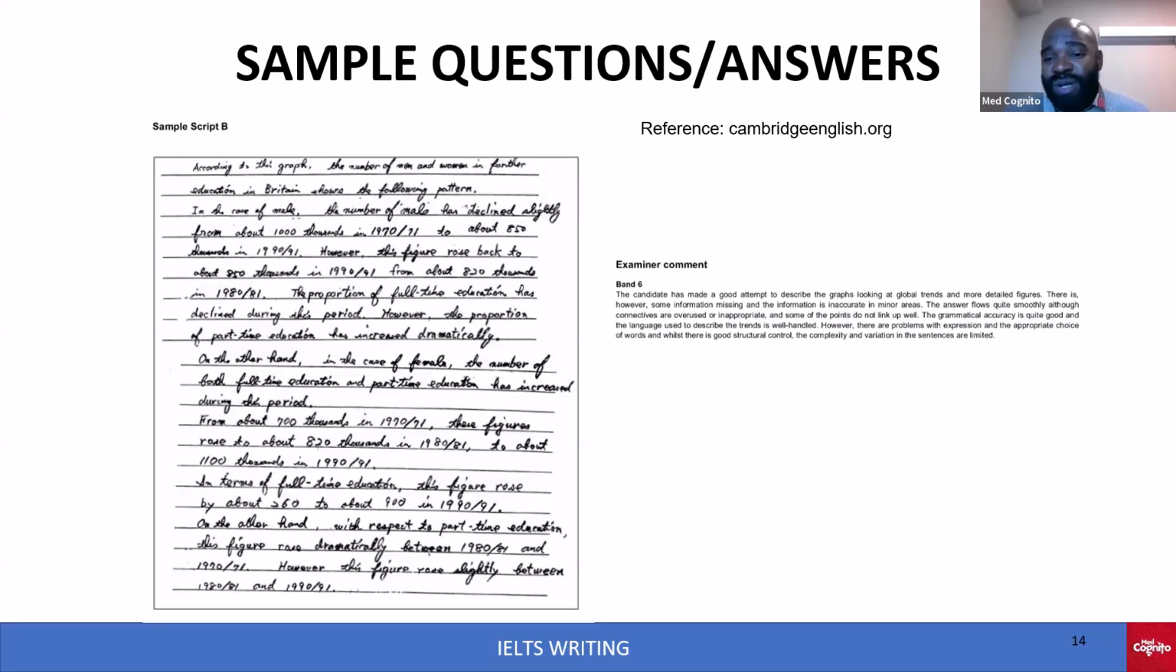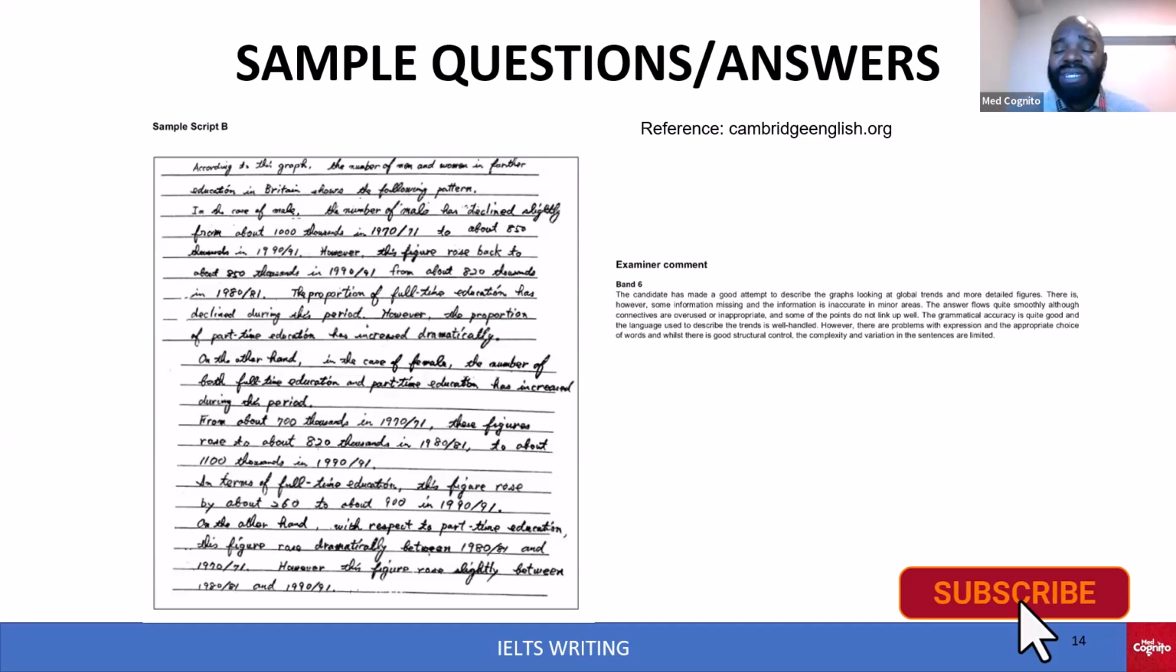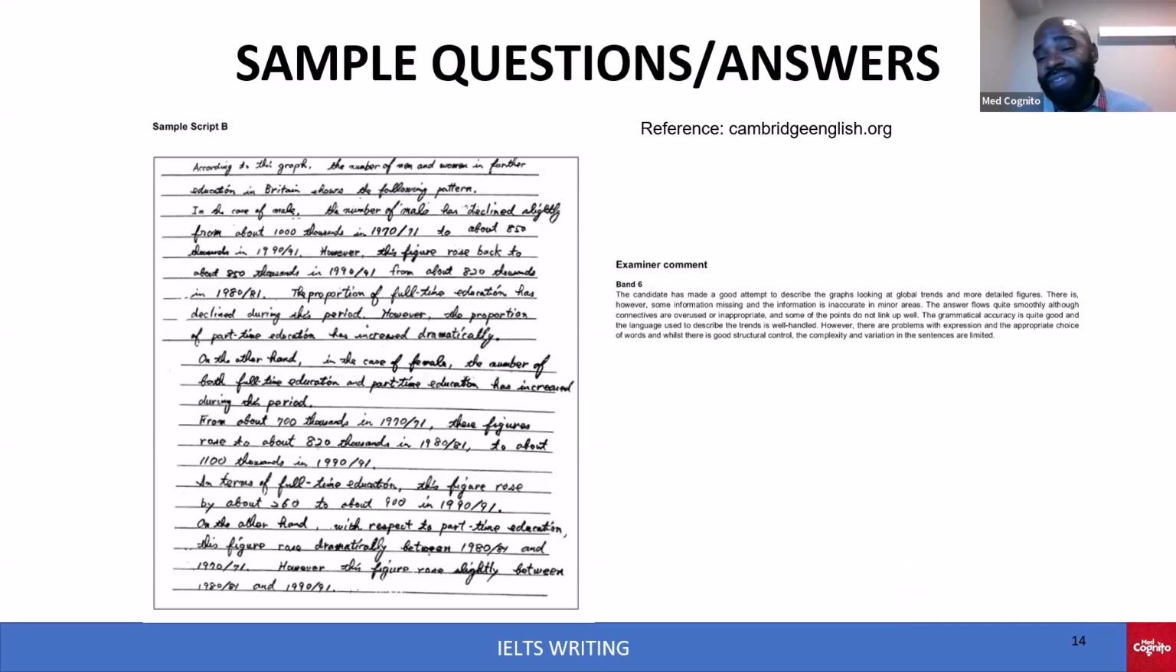Now, the candidate has made a good attempt to describe the graphs, looking at global trends and more detailed figures. Very good point over there. There is, however, some information missing, and the information is inaccurate in minor areas. And so in pulling out these figures, you have to ensure those figures are correct. There are some areas where, if the figure that you pull out is a wrong figure, you will be penalized for it. However, if it's an estimate and it's close enough to the figure, as in the case that we had, where the graph was between the 800,000 and the 1 million mark and it wasn't too clear, making a good estimate over there would pass.